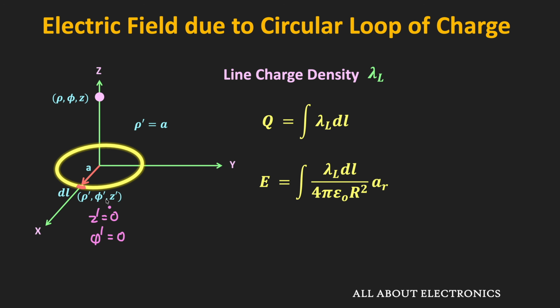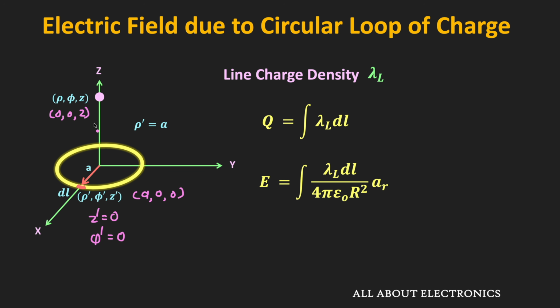That means these coordinates are a, 0, 0. Likewise, the coordinates of our observation point are 0, 0, z, because this observation point is located on the z-axis. Therefore, this rho will be equal to 0. And since it is located on the z-axis, this phi component will also become 0. So we can say that the coordinates of our observation point are 0, 0, z.